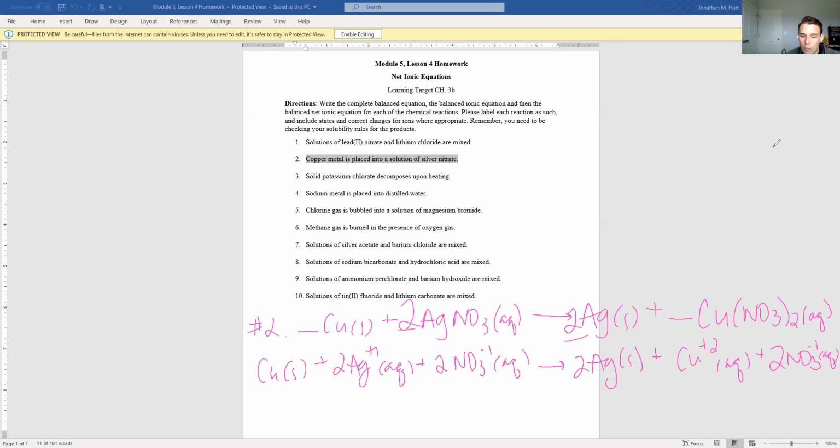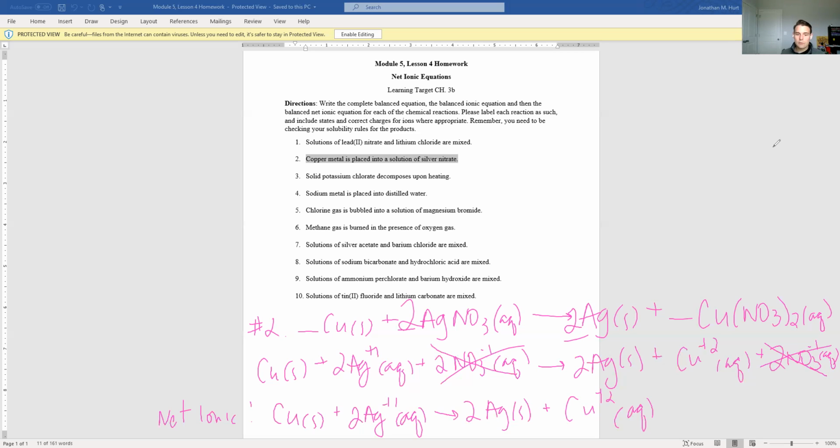Okay, now what can I get rid of? I can only get rid of the nitrate ion. So what's left is my net ionic. So that'd be Cu solid plus 2 Ag+ aqueous gives me 2 Ag as a solid plus Cu2+ aqueous. And that's it. So this is an example where it's not a double replacement reaction, but you can still do your net ionic.